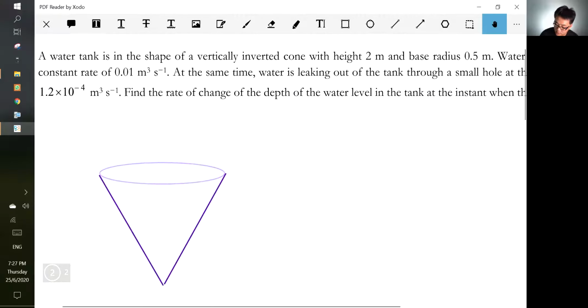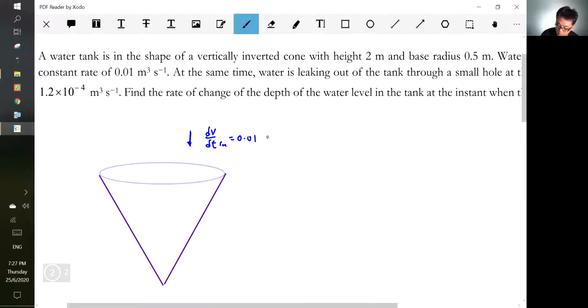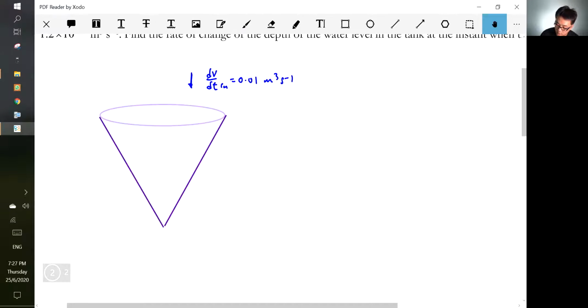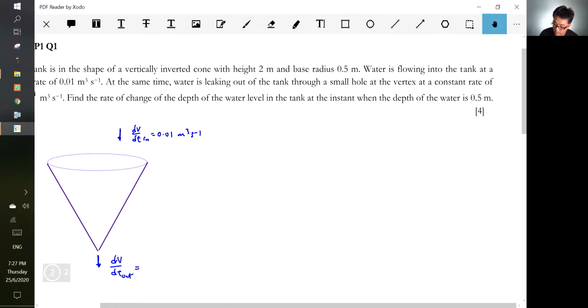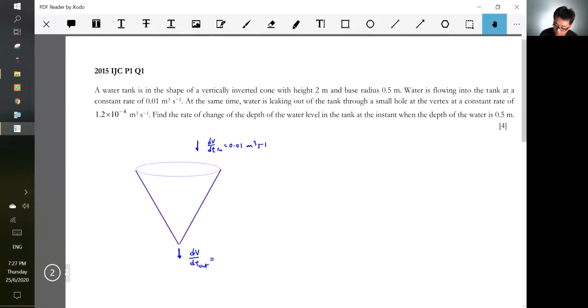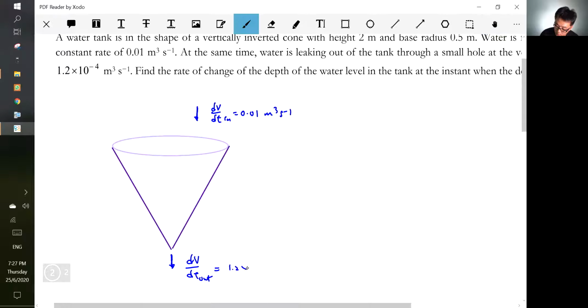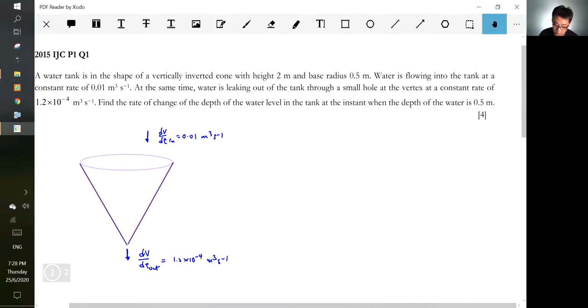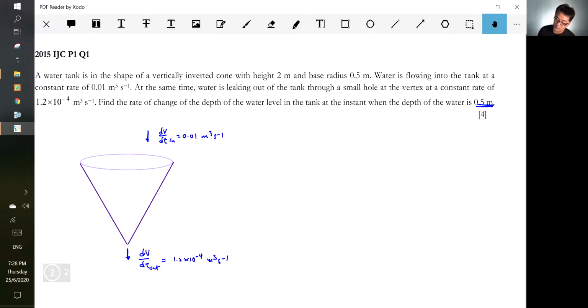Water is flowing into the tank at a constant rate. So you know that dV/dt in is 0.01 meter cube per second. Coming out will be dV/dt out, because I read the question already. It says the water is leaking out at a constant rate of 1.2 times 10 to the minus 4 meter cube per second. Find the rate of change of depth of water level in the tank at the instant when the depth of water is 0.5. It was initially leaking out through a small hole at a constant rate.